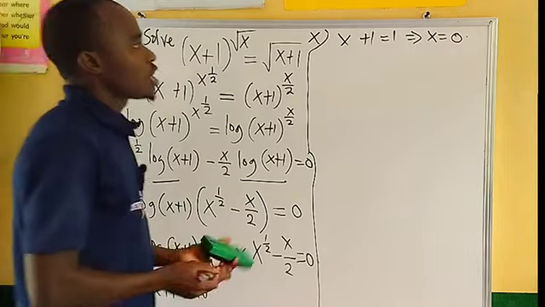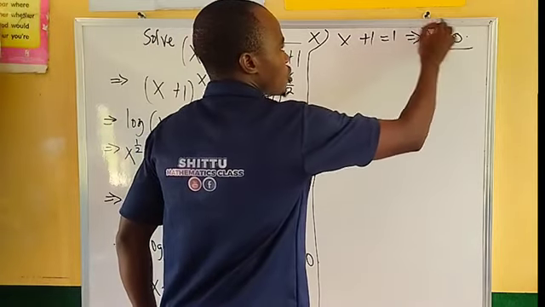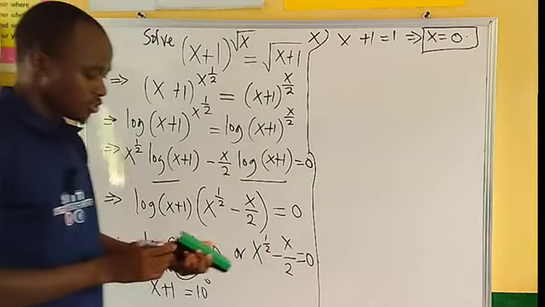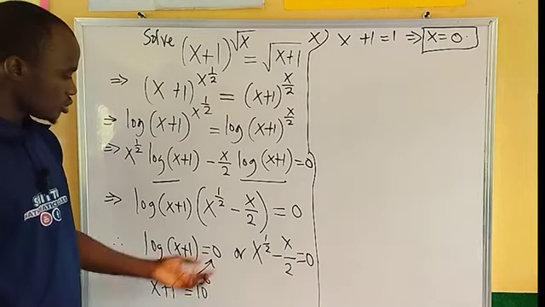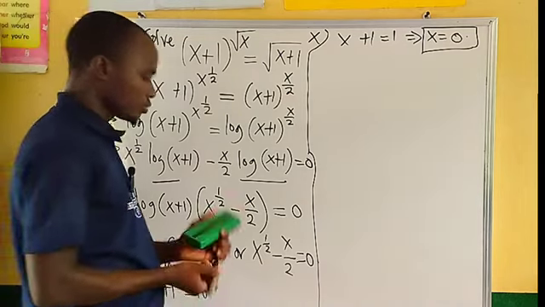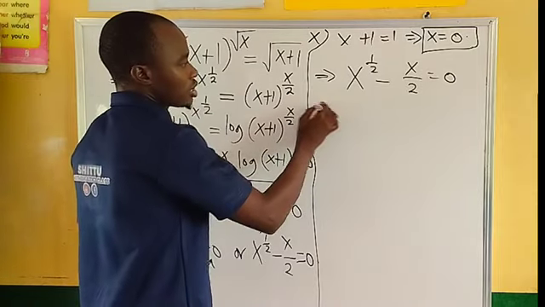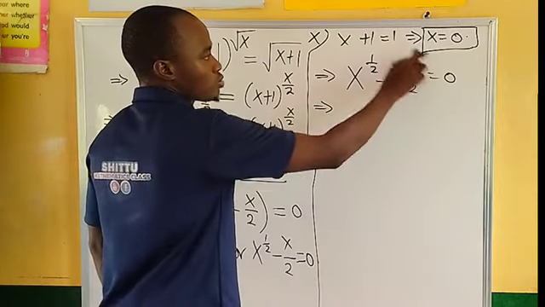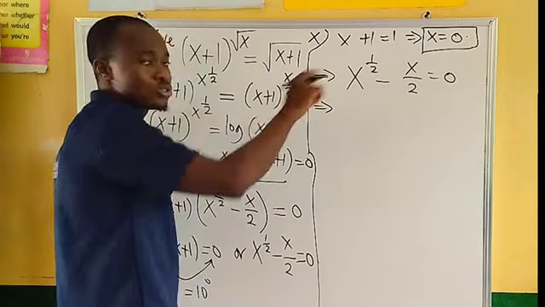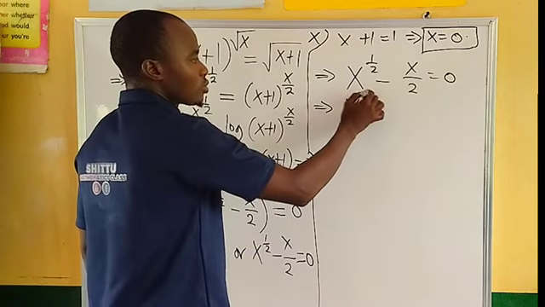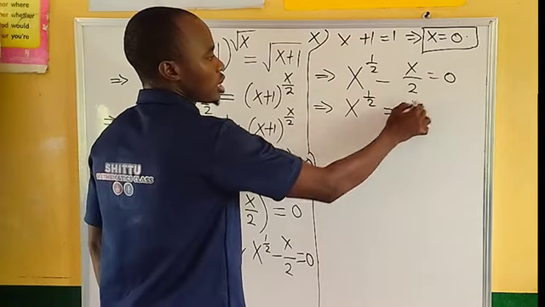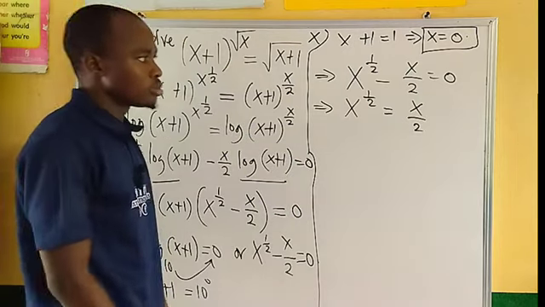Okay, so therefore we have the first possible value of x. So we continue from here. We are going to take this one also. This one can actually go to the other side, and it will change to positive when it gets to that side. So we have 1/2 = x/2. Now from here, what's the next thing to do?